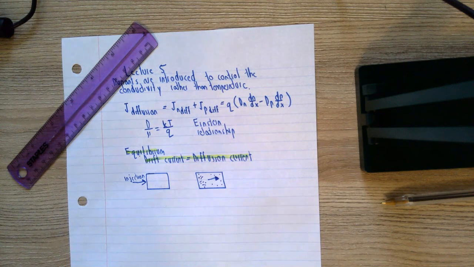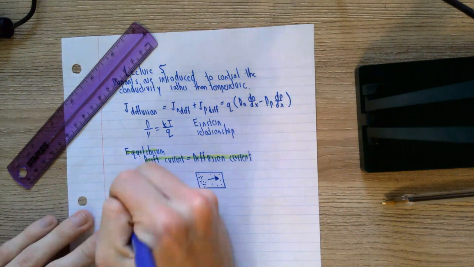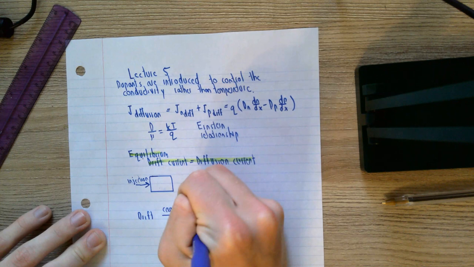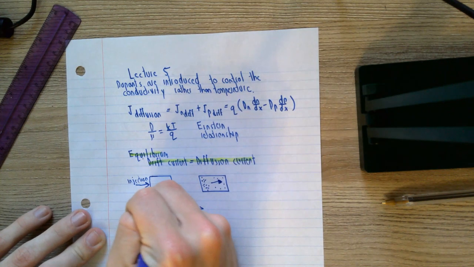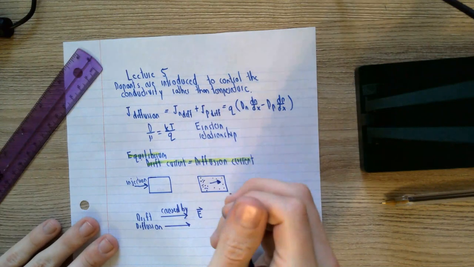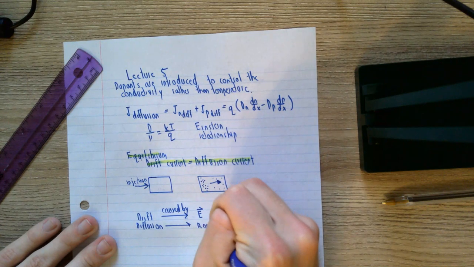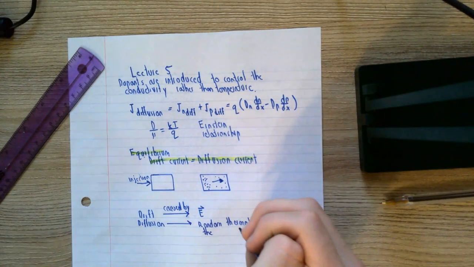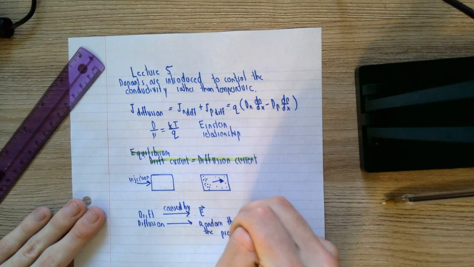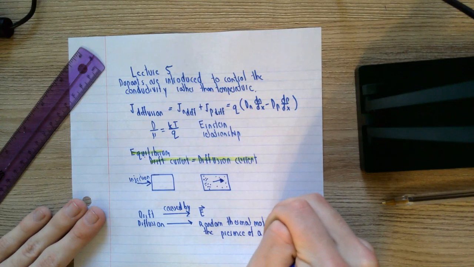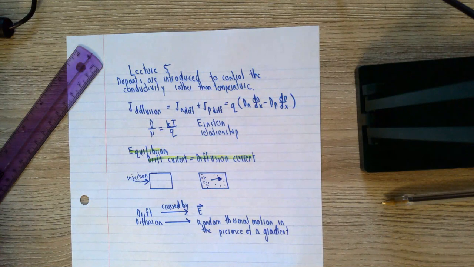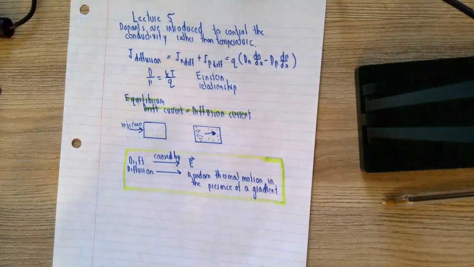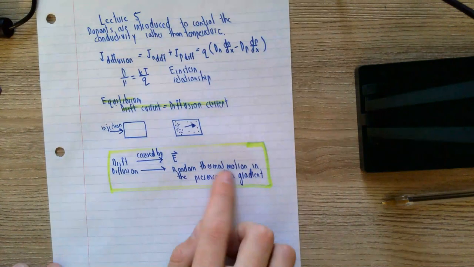And so the main takeaways, which I repeated before: drift, and this is what he wants you to know, not those equations as much, is caused by the electric field. Diffusion is caused by random thermal motion in the presence of a gradient, because the carriers will start distributing equally. So that's what I want you to take away from this. That's the biggest idea about drift and diffusion. One's caused by the electric field, whereas the other's caused by random thermal motion in the presence of a gradient, where the charge carriers are going to move in order to distribute equally.